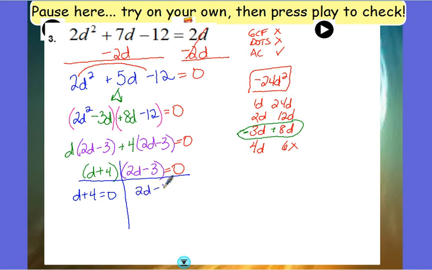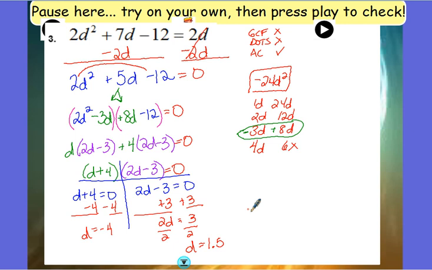So 2d minus 3 could equal 0. Now, we must subtract 4 from both sides, and I find d could be negative 4. Here we have to solve as well, not as obvious, but 2d could be 3. When I divide by 2, d could be 1.5. So our solution set here is negative 4, or 1.5. You could also write your solution as negative 4, or 3/2.